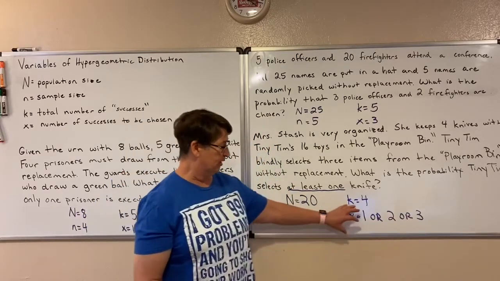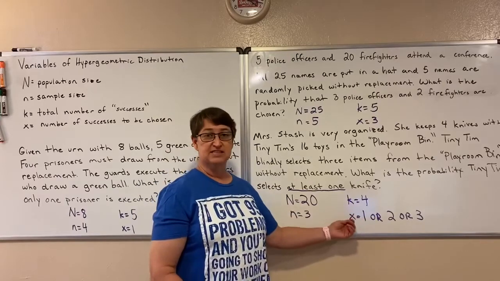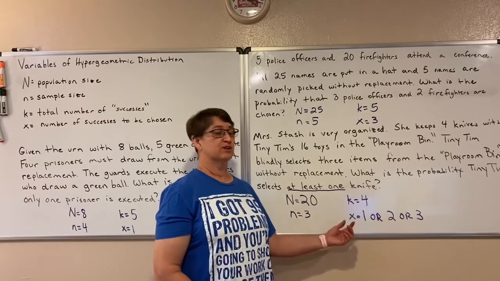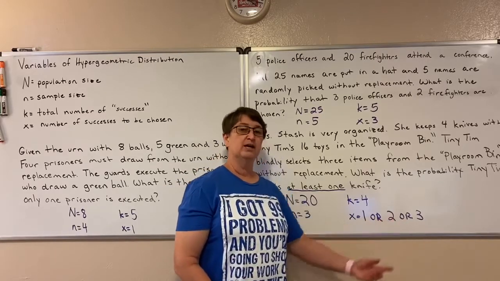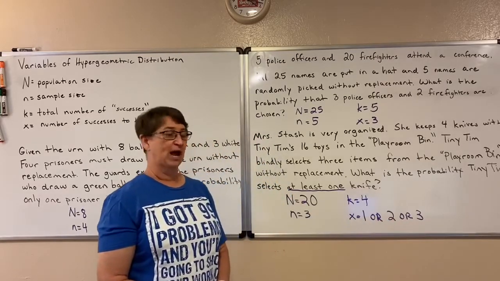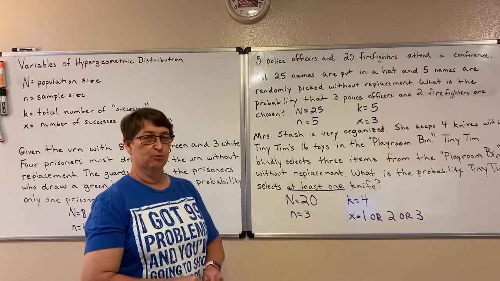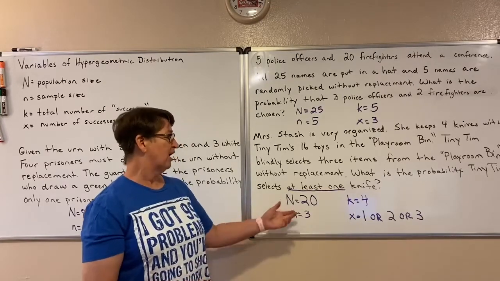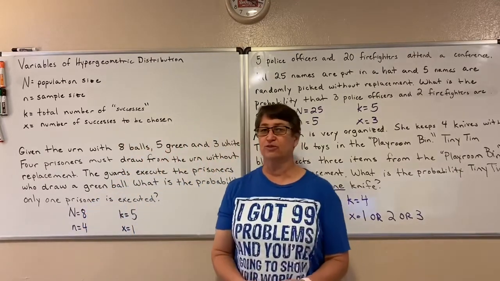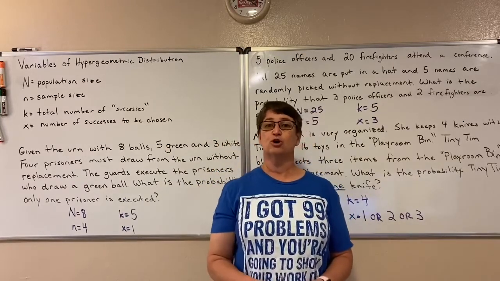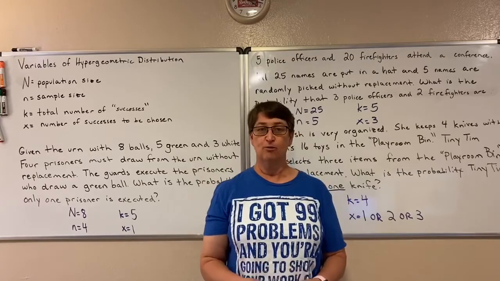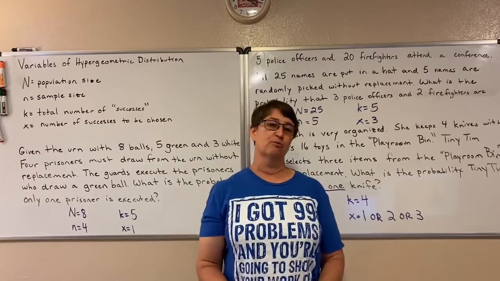Notice that the only thing missing from this is 0. We may use the 0 as the complement of at least 1. So we may use the complement when we're actually using the formula to help us out. So that's how we find the random variables within our hypergeometric distribution. In the next video, we're going to use the formula to actually solve for the probabilities.